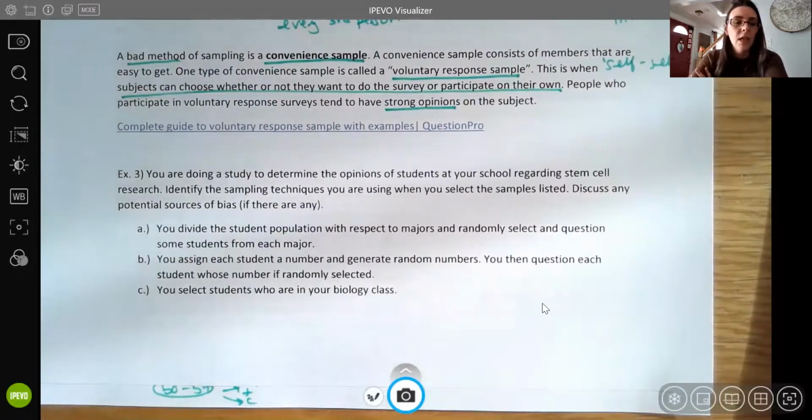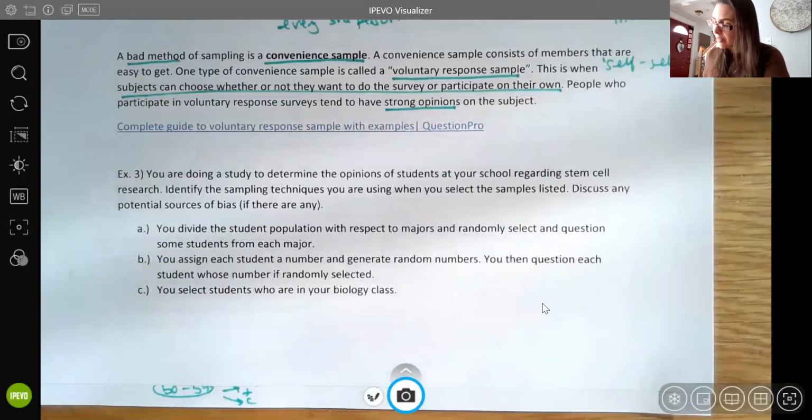All right, so finally, you are doing a study to determine the opinions of students at your school regarding stem cell research. Identify the sampling techniques you're using in the examples below, and then discuss any potential sources of bias if there are any. Again, bias is when you have skewed data. It doesn't represent the population. It's leaning more one way or the other, right? Or your opinion has influenced the data somehow, right? So we don't want bias. We want it to be unbiased, which means that it is representative of the population, right? It's not being pulled in one direction or another unnaturally.